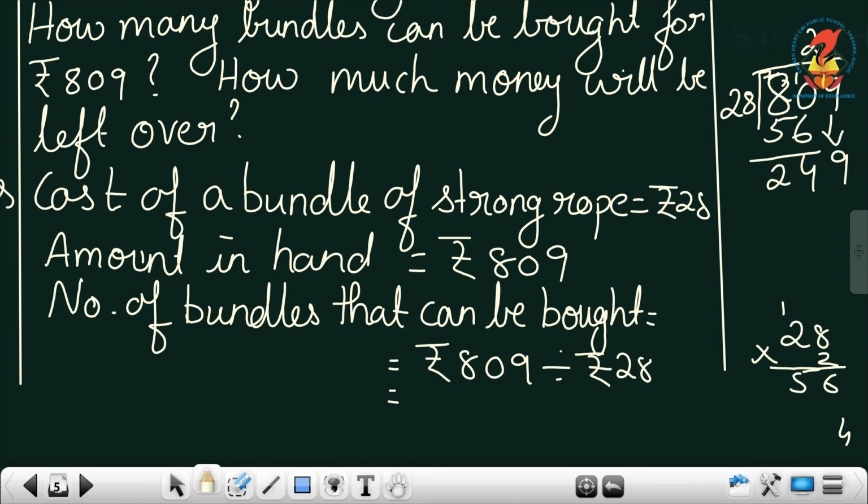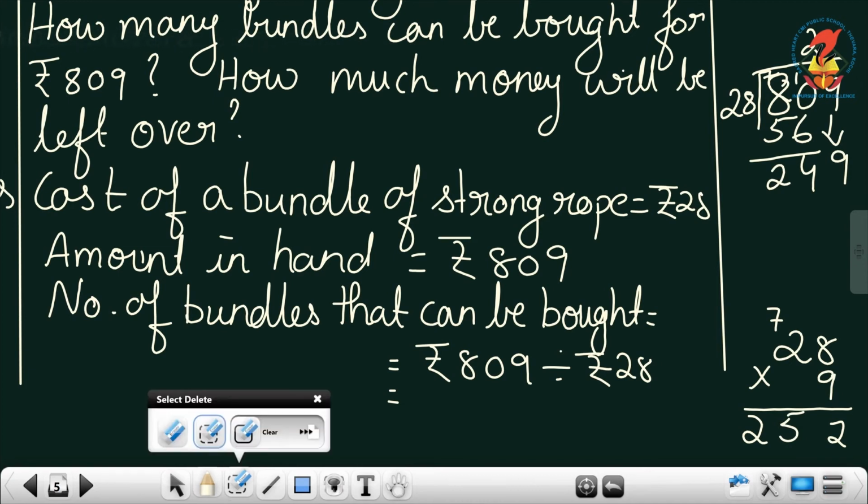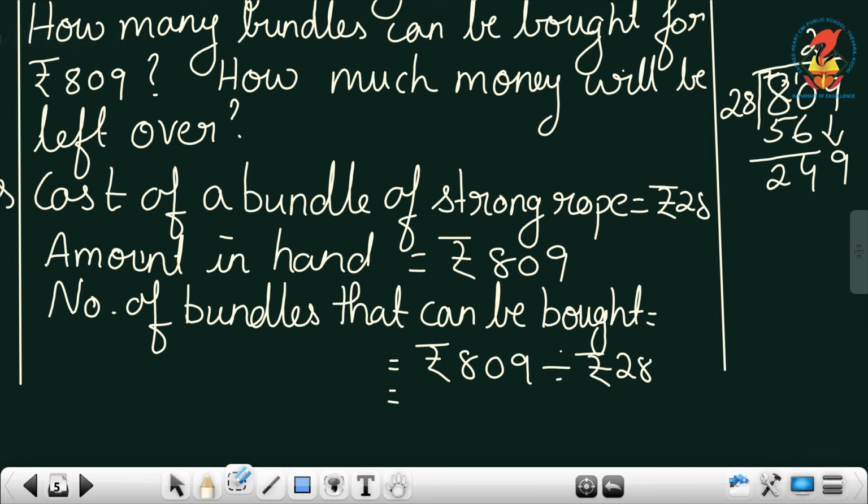I told you when you are taking 3 digits, take 2 at a time. Again, it is 2 10s are 20. We cannot go for 10. So, we will try 9. We will see what is 28 into 9. 9 8s are 72, carry 7. 9 2s are 18. 18 plus 7 will give you 25. That is more than 249. So, go for 28 into 8. 8 8s are 64, carry 6. 8 2s are 16. 16 plus 6 will give you 22, which is smaller than 249.